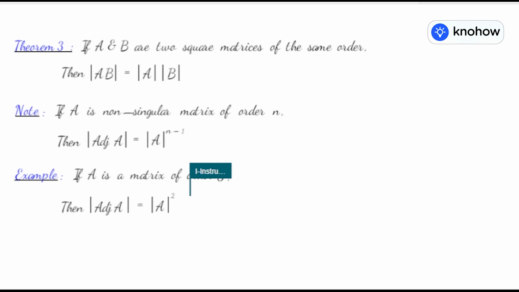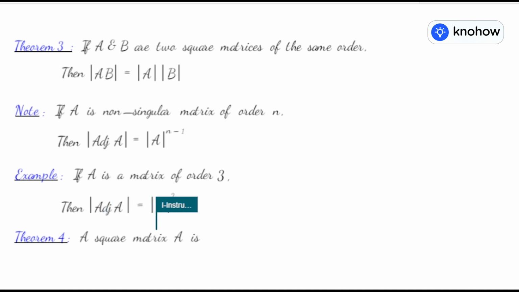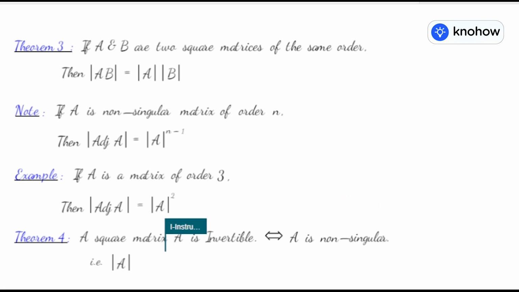Next result. What do you mean by invertible matrices? You already know. Invertible matrices means given is a matrix A, if we could find out another matrix B such that AB equal to BA equal to identity matrix. So note down a result, say theorem 4, a square matrix A is invertible, means its inverse exists provided A is non-singular. Provided A is non-singular, that means determinant A should not be equal to 0. Then only we can find the inverse of matrix A.